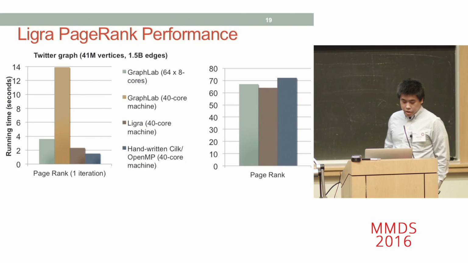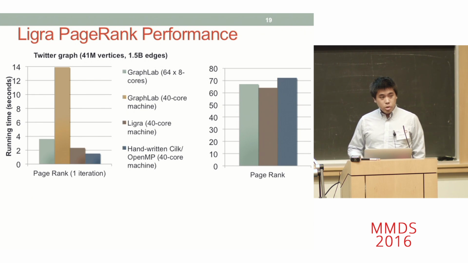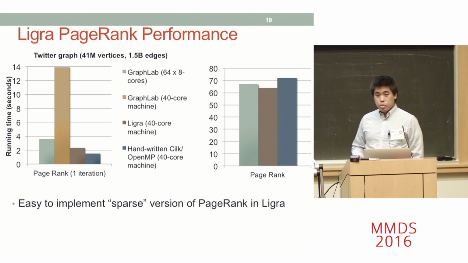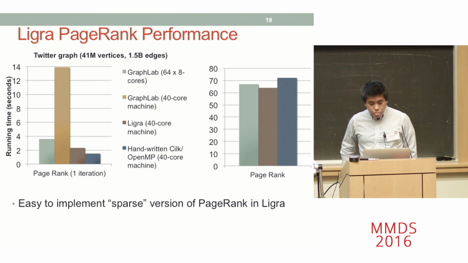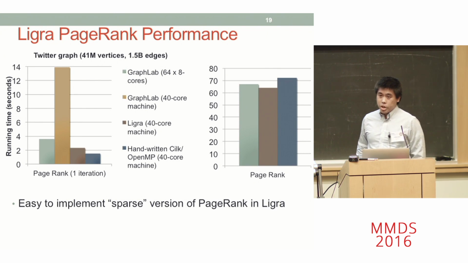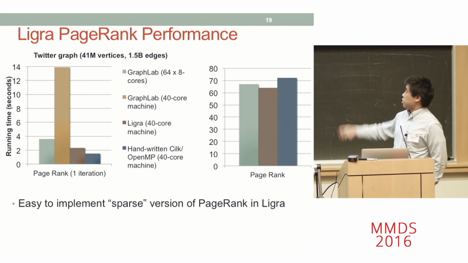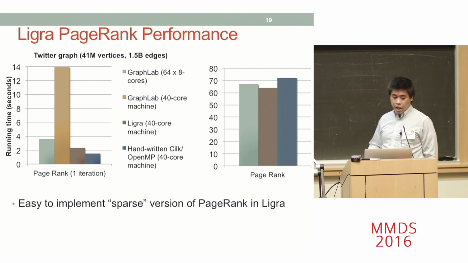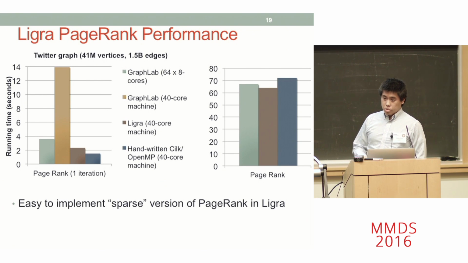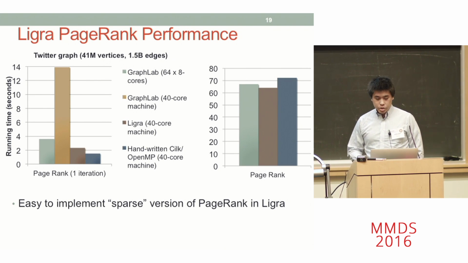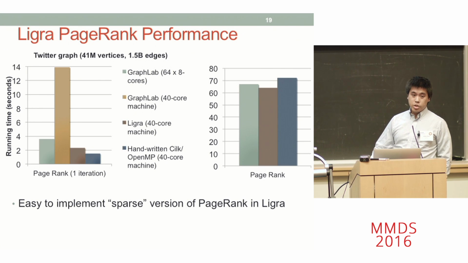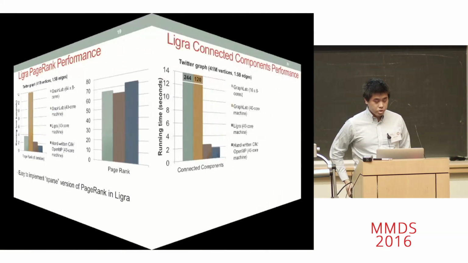In terms of code complexity or lines of code, it's about the same across the board because PageRank is such a simple application. But if you wanted to implement the sparse version of PageRank that I described a couple slides ago, it would be easy to do this in Ligra. It's also easy to do this in GraphLab. But if you wanted to do this by hand, it would take much more effort because you would have to, again, implement this optimization of switching between two modes of traversal.